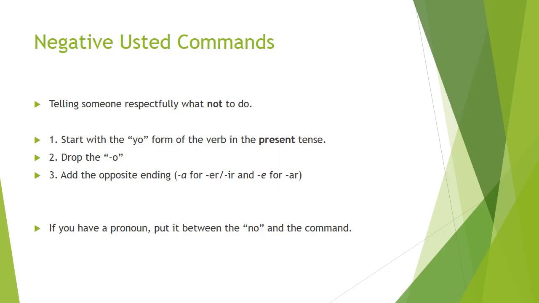To form a negative Usted command, you start with the yo form of the verb in the present tense, and then you drop the o. And finally, you add the opposite ending, which is a for er and ir verbs and e for ar verbs. If you have a pronoun, it goes between the no and the command.